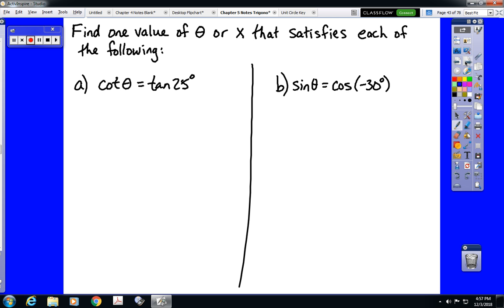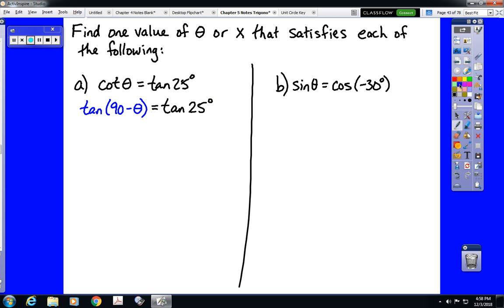So let's talk about one way that we could use that, which is to solve trig equations. Here we have a trig equation that says the cotangent of theta is equal to the tangent of 25 degrees. Well, those aren't the same trig functions, so we can't just drop them. But fortunately, our cofunction identities say that the cotangent of theta is equal to the tangent of 90 minus theta. So if we plug that in for the left side, sort of like we did in the first two sections of the chapter, we can replace those.